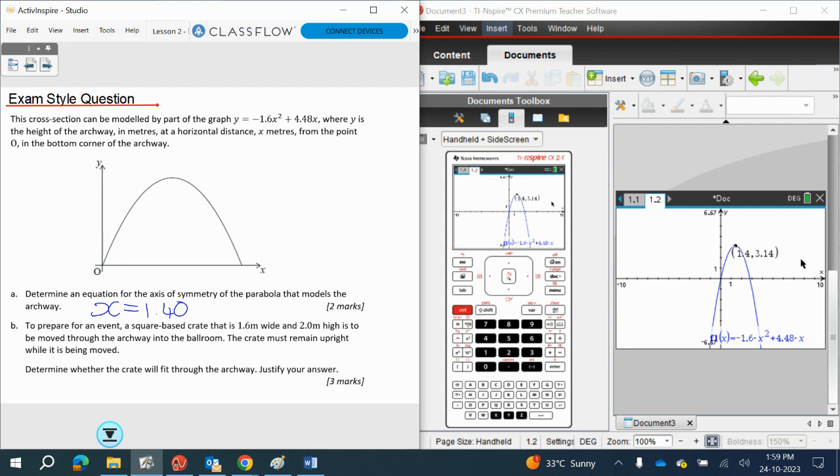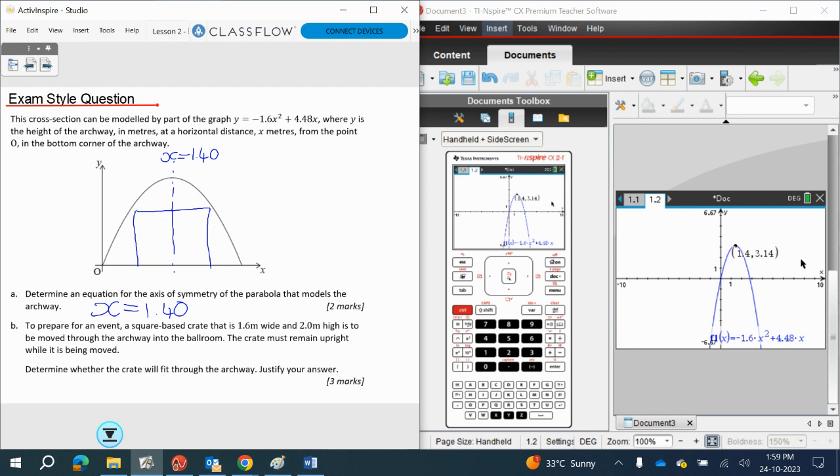To prepare for an event, a square-based crate is 1.6 meters wide and 2 meters high and is moved through the archway into the ballroom. The crate must remain upright. Determine whether the crate will pass through. So we need the crate to sort of fit like this inside here. The axis of symmetry is here. This is x equals 1.40.